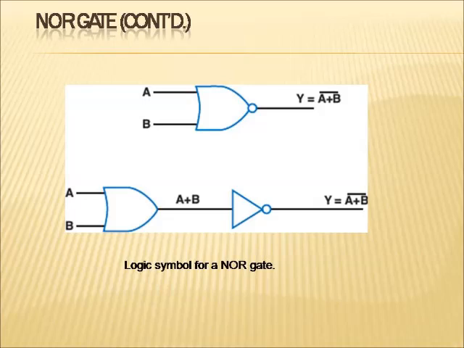Actually it is a combination of OR gate with a NOT gate. So here you can see that NOR gate is the negation of an OR gate. NOR gate is the negation of an OR gate.